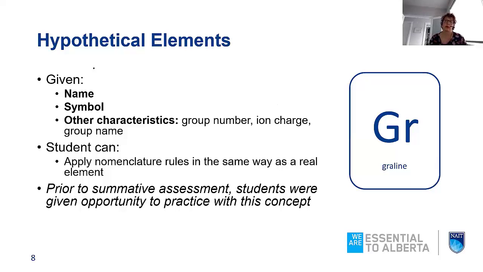So what I ended up coming up with was giving the students hypothetical elements to use in the nomenclature, something that they couldn't Google. So giving the students a name of a hypothetical element, a symbol, and other characteristics such as the group number or the ion charge or the group name. The student can then apply nomenclature rules in the same way that they would apply the rules if it was a real element.